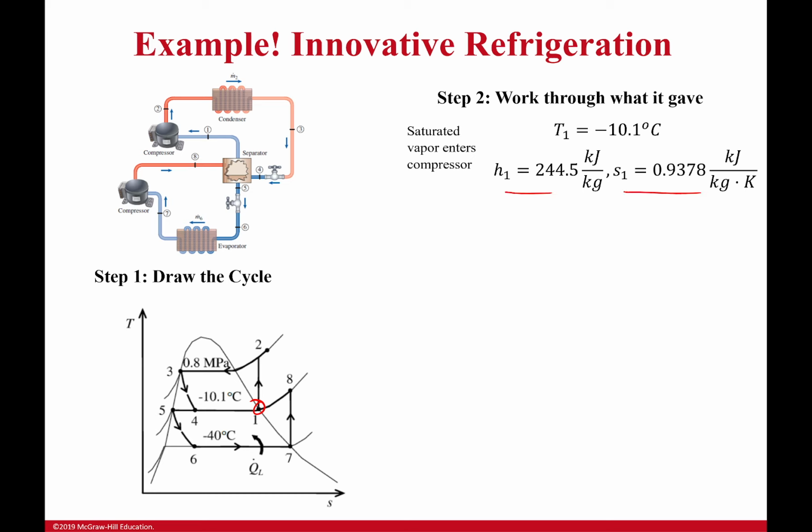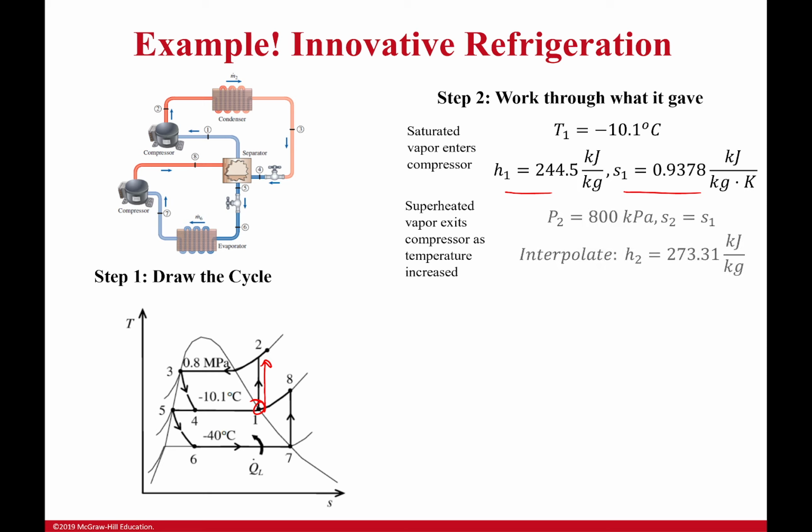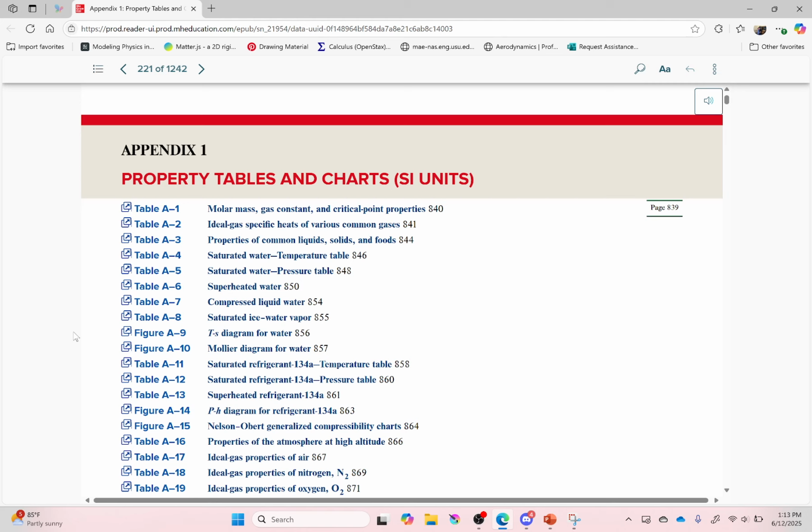Why did I get that entropy? Because this next process is isentropic. So I know what my entropy is at the second state, and I know what my pressure is. So I can go to my superheated tables and see that. So why don't we go ahead, we're going to jump over there so I can show you why we're going to need to interpolate and show you how we can do that. So movie magic, we'll jump over to the tables.